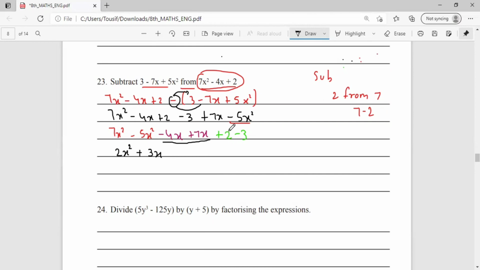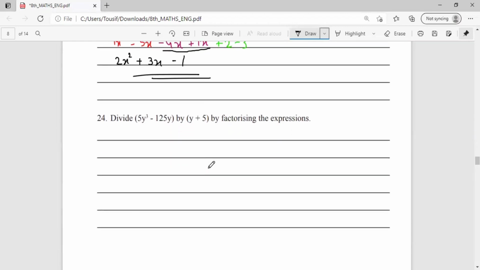Moving to the last one, plus 2 minus 3. We subtract once again: 3 minus 2 gives 1. The sign goes with the greater value, 3, which has a negative sign, so the answer is minus 1. And that's the final solution of the 23rd problem. Moving to the next one.